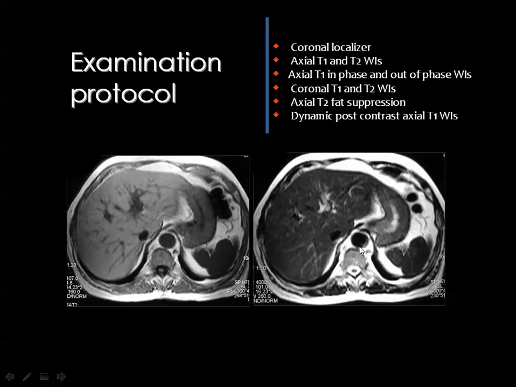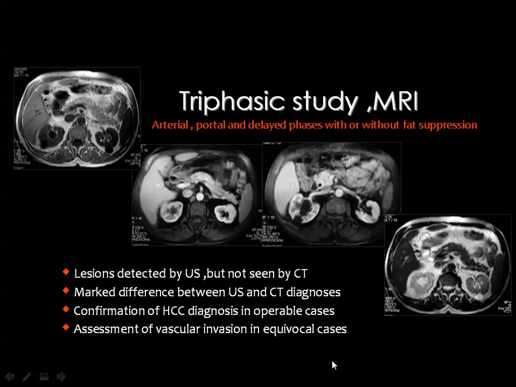Here you see the aorta, and you can see also the IVC, and this is the stomach, and these are the bowel loops. Then this is the triphasic study: the pre-contrast T1 weighted images, the arterial phase, the portal phase, and this is the T2 weighted image.